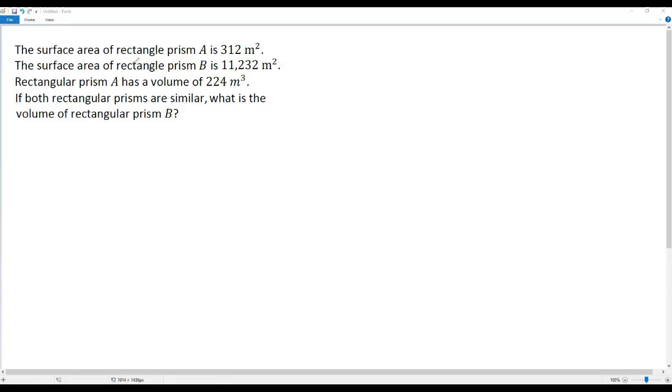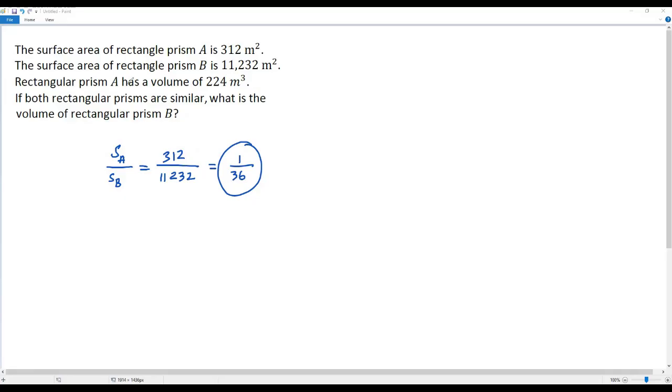Okay, since we have surface area for both the prisms A and B, we can get the ratio of the surface areas of the two prisms. Let me write over here. Surface area of prism A divided by surface area of prism B equals 312 divided by 11,232. We can use Desmos to get the simplified form of this fraction. When I do so, I am getting 1 over 36. Okay, here I got the ratio of the surface areas of the two prisms.